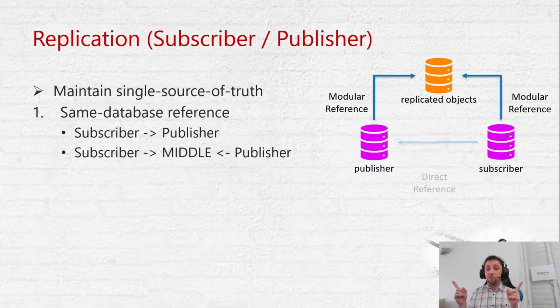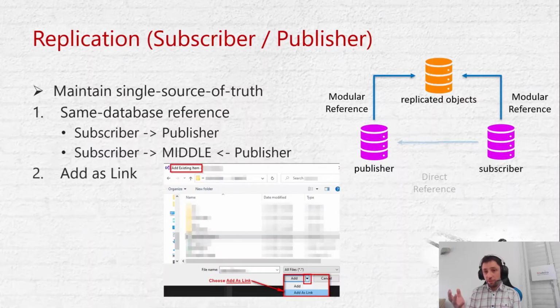And then both the publisher and the subscriber would have same database references to this replicated objects project, the third project, okay? It's a bit more difficult to manage this, but it would result in cleaner code and cleaner deployment. And when you deploy these changes, you will need to deploy first the publisher database project, and then on top of it, the replicated objects project. And when you deploy the changes to your subscriber database, you will need to deploy first the subscriber database project, and on top of it, you deploy the replicated objects project, okay?